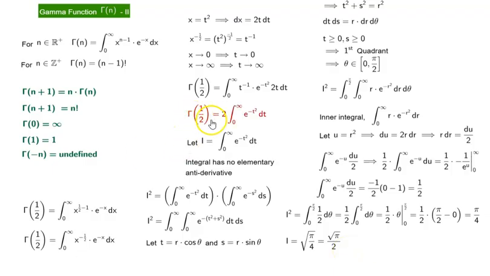Remember, gamma of 1 by 2 is equal to 2 times this integral, which is I. So gamma of 1 by 2 is equal to 2I. So gamma of 1 by 2 is equal to 2 times root pi by 2, which is equal to root pi. So we have arrived at another very important aspect. That is gamma of 1 by 2 is equal to root pi.